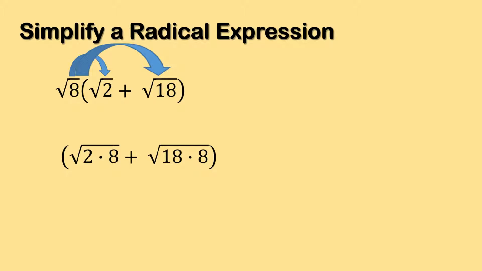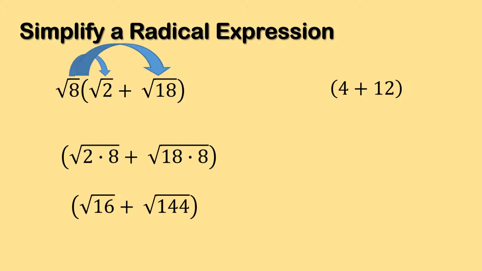Notice that when we multiply 2 times 8, and then we're going to multiply 18 times 8, this is what we get. All right? Don't let the radical upset you. We're in luck, guys. We have the square root of 16. It's a perfect square. And we have the square root of 144. It's a perfect square. Cool. So what's the square root of 16? 4. What's the square root of 144? 12. Add those two together. Bam! There's your answer. 16.